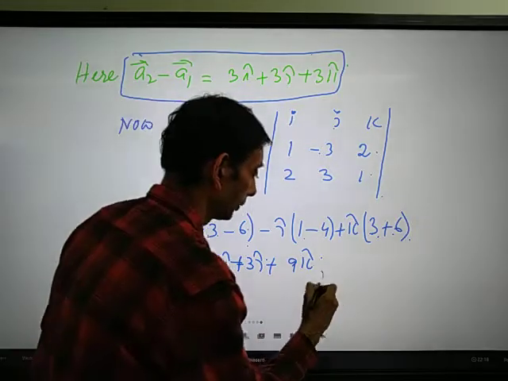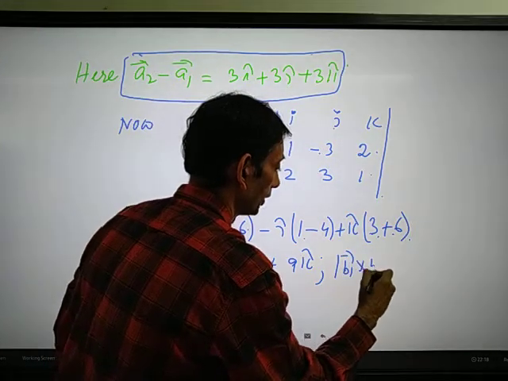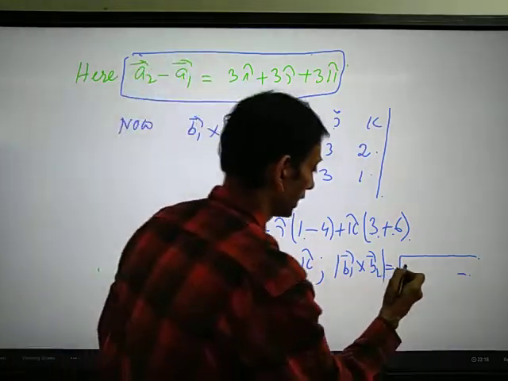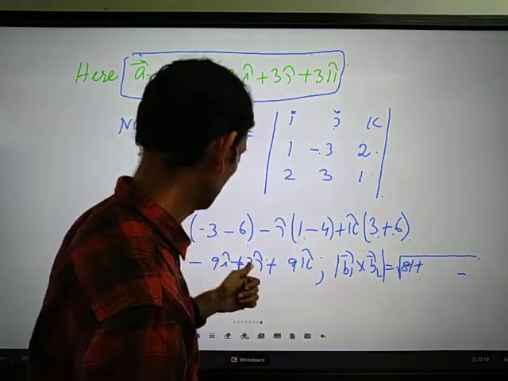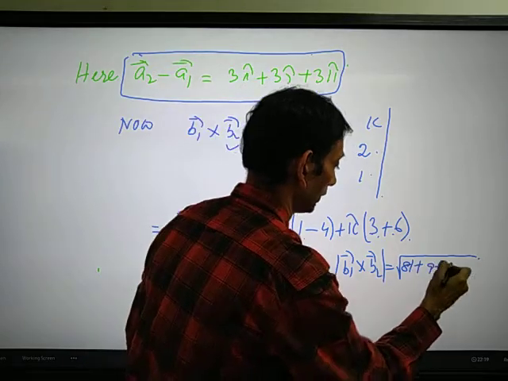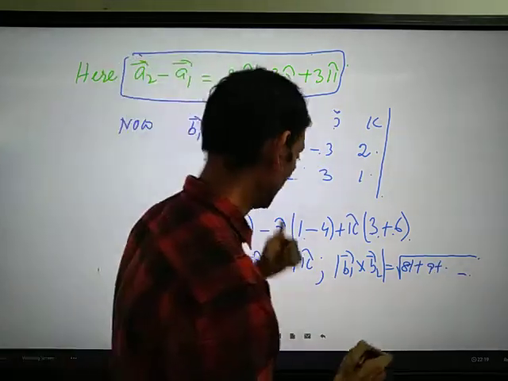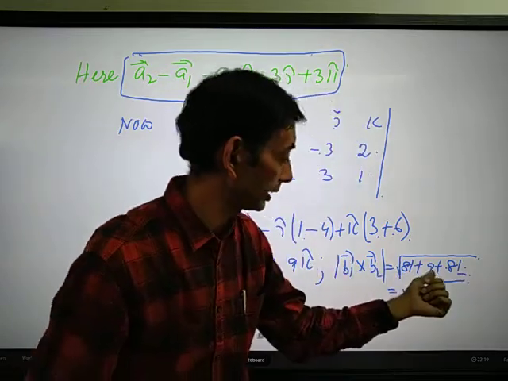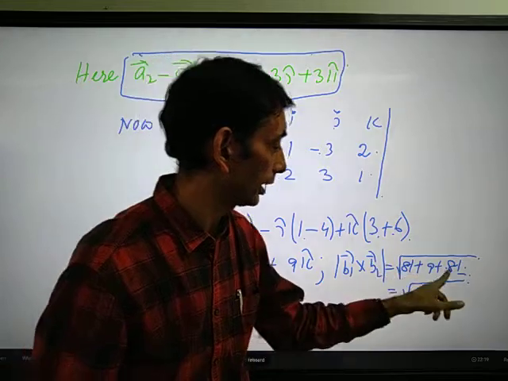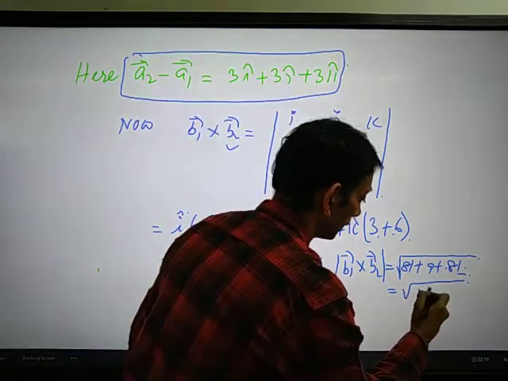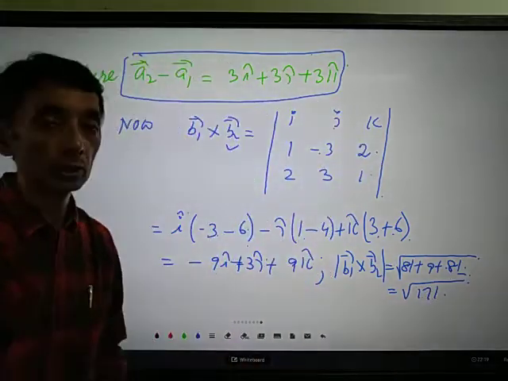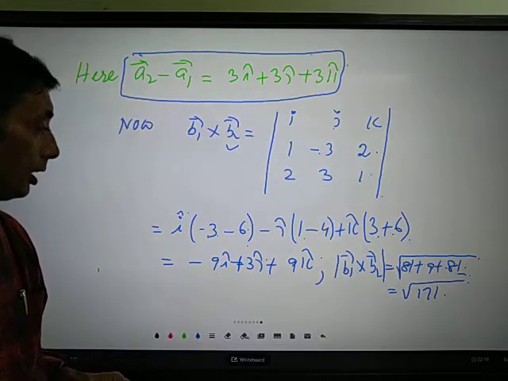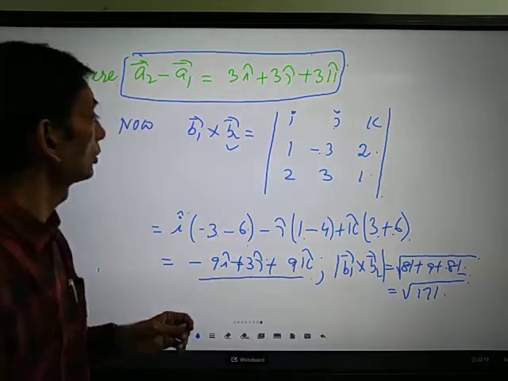And here we can also find the mode of this vector. So this will give us 9 square, 81, plus 3 square, 9, and plus 9 square, 81. This is equal to 81 plus 9, 90, plus 81, so 171. So we got the square root of 171. So we got this vector B1 cross B2.